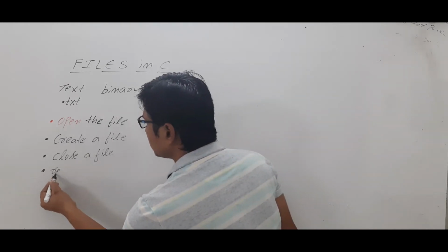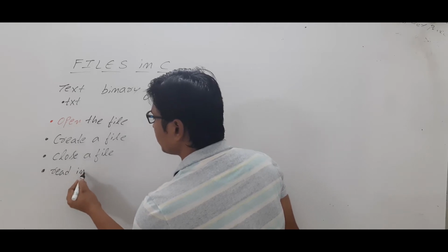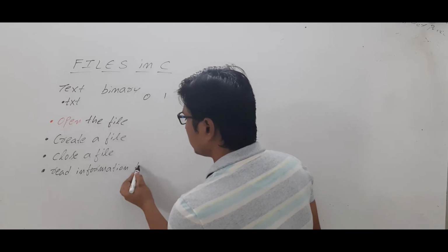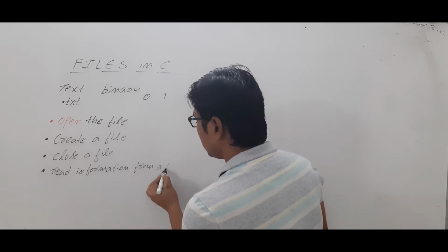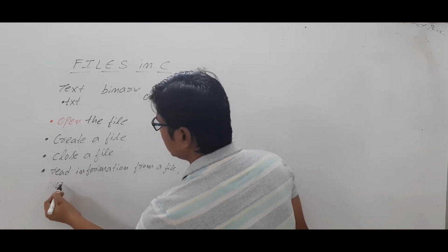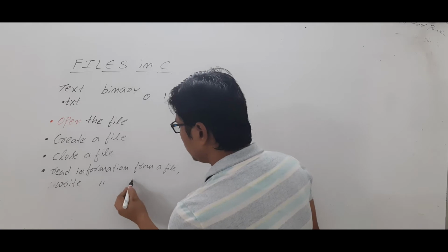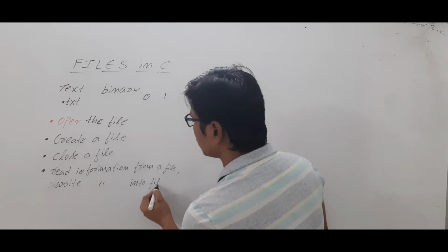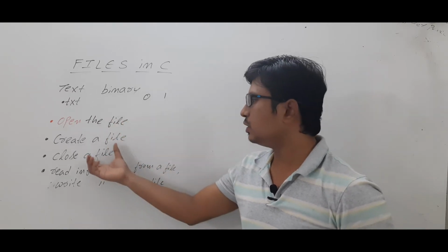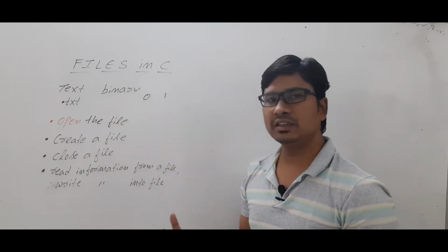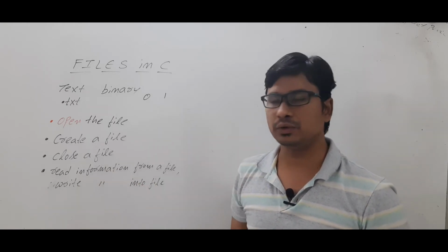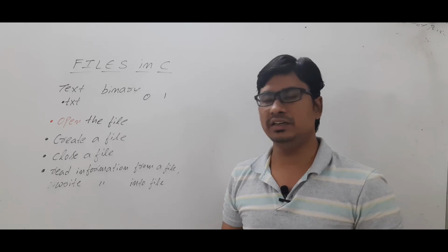Then read information from a file, or write information into the file. All these things you can do. Am I right? Like you can create a file, you can open the file, you can close a file, you can read the information from the file, you can write information into the file. All these things you can do. Now let me discuss all these things in detail.